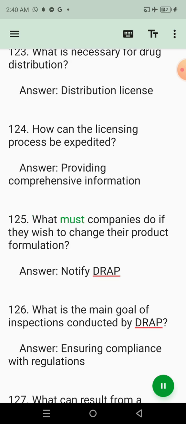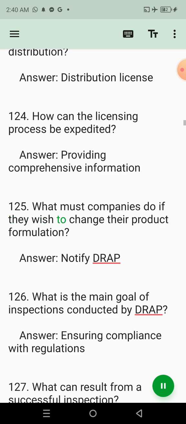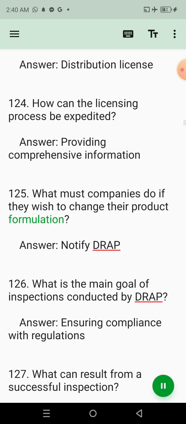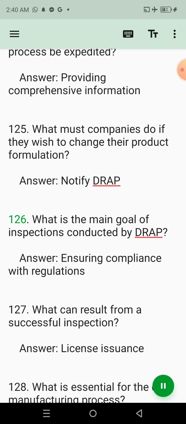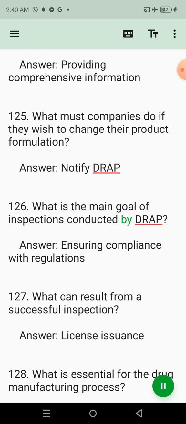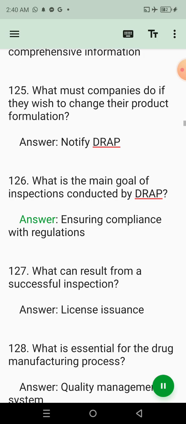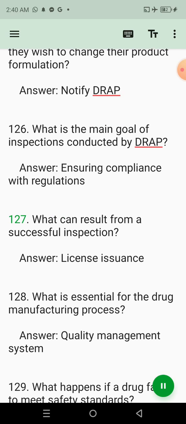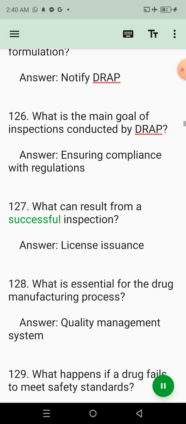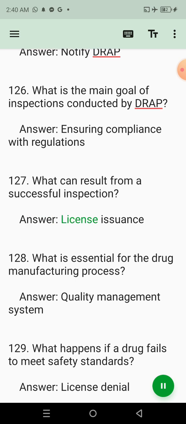125. What must companies do if they wish to change their product formulation? Answer: notify DRAP. 126. What is the main goal of inspections conducted by DRAP? Answer: ensuring compliance with regulations. 127. What can result from a successful inspection? Answer: license issuance.